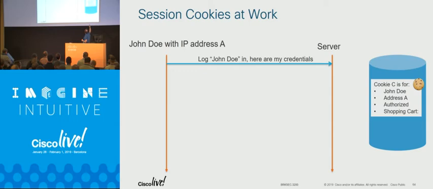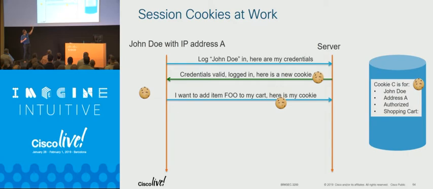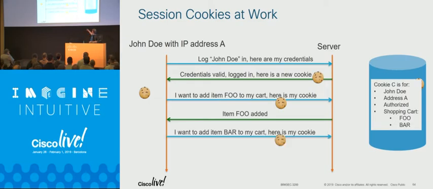And I will explain why sometimes they store the address. And he replies, yes, everything was okay. Here's a new cookie. It is this random number. And the random number is just a pointer in the database for all that information, right? It's stored in what we call a cookie jar on the browser. So I want to order the good called foo, and here is my cookie that's automatically sent. The server looks again, is it correct? Yes, and I insert the shopping cart foo. It says, yes, it's been added. I am ordering bar. Here's my cookie again, and so on.